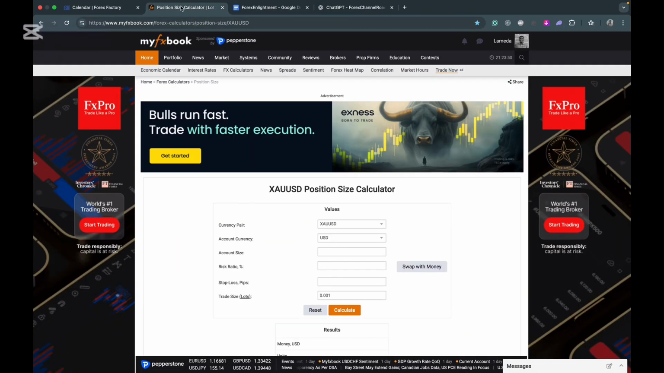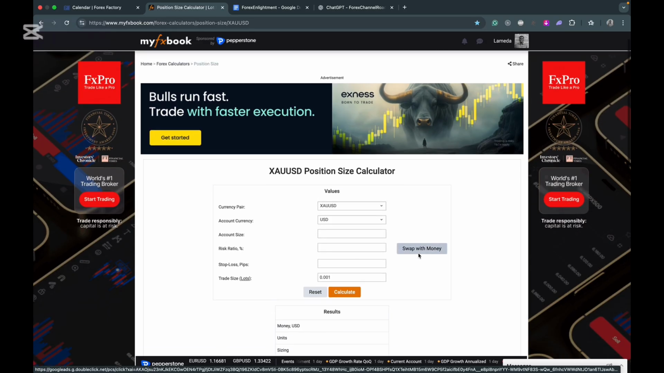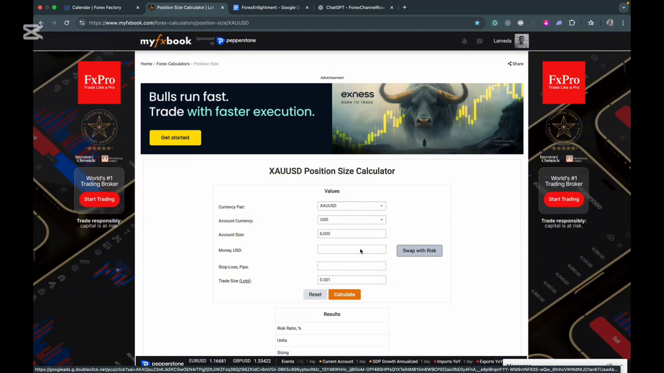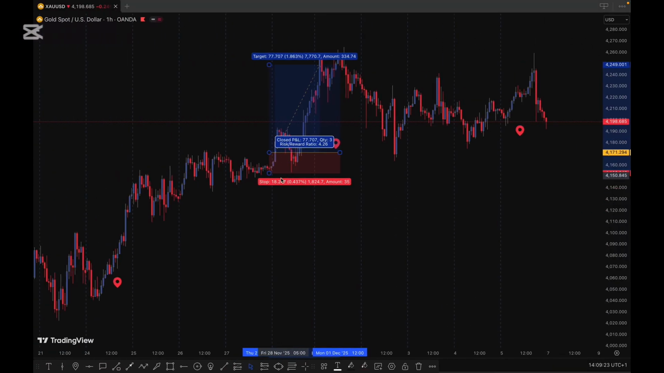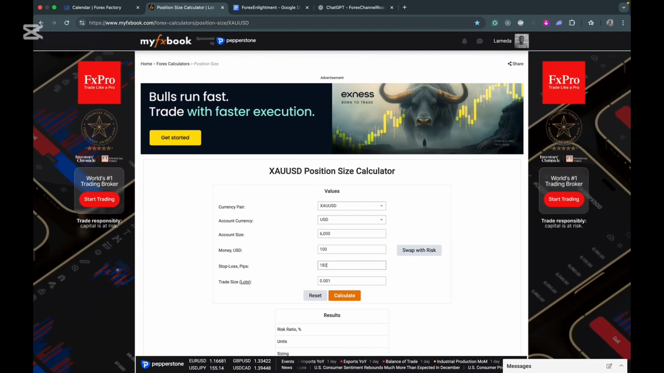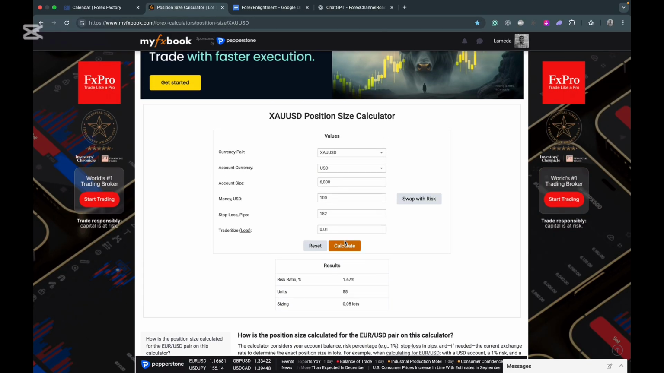Then I go to a platform called MyFXBook. Inside of MyFXBook, there is a position size calculator for the different instruments you are trading. What I do is include my account size, as well as the monetary amount I'm trying to risk. So let's say I want to risk $100 on this particular trade. Then I input my stop loss gotten from here, which is 182 pips. Then I remove 10 here and click on calculate.